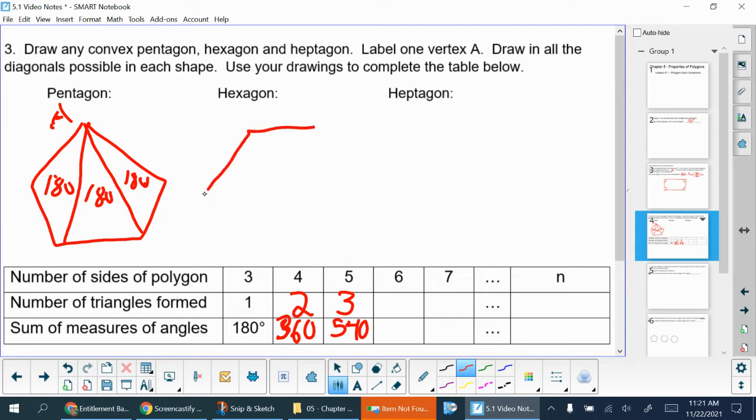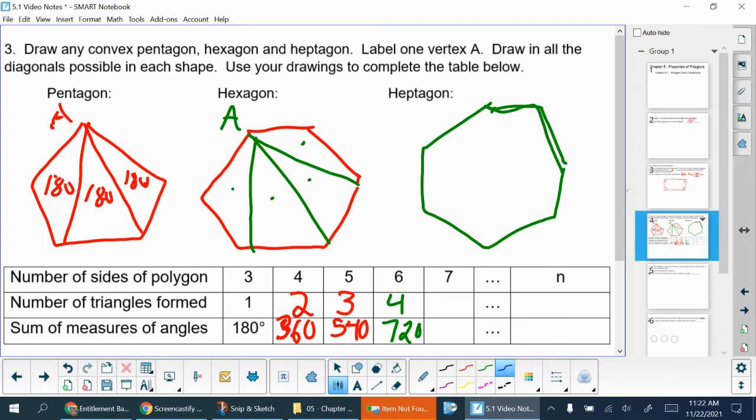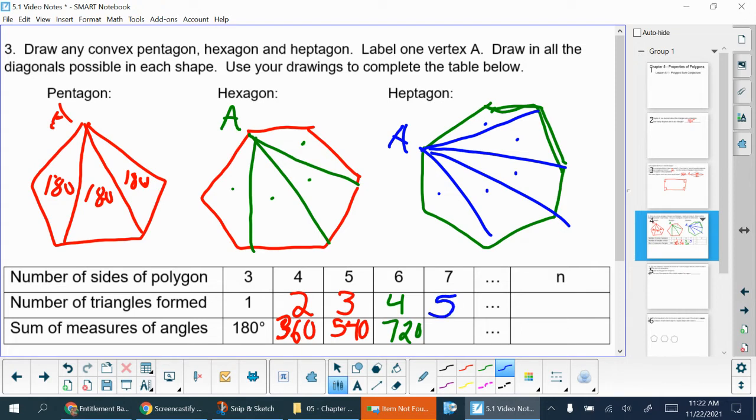If I had a hexagon, I draw a hexagon real quick, and I draw in all my diagonals from one of the vertices. You see that ends up with 1, 2, 3, 4 triangles. If they're 180 degrees each, 4 times 180 is 720. Then if I draw my heptagon, 1, 2, 3, 4, 5, 6, 7. Hard to draw a heptagon. We'll make this A, and we'll draw 1, 2, 3, 4 diagonals, which gives me 1, 2, 3, 4, 5 triangles. And 5 times 180 is 900.